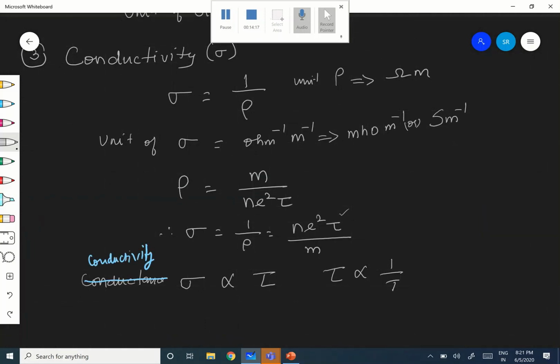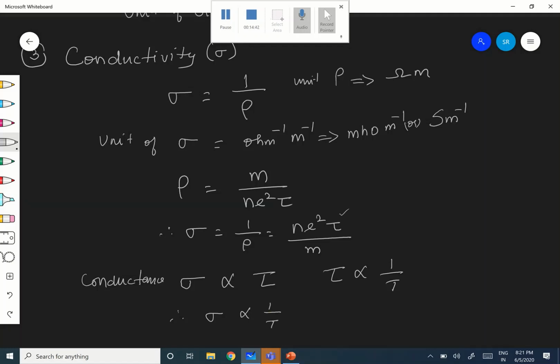I think we have seen everything in our previous class, so if you have any doubt, go through that once again. Tau is inversely proportional to temperature. The more the temperature, the more the collisions. The more the collisions, the time interval between two successive collisions will decrease. It will be less. Therefore, you can say sigma is inversely proportional to temperature.